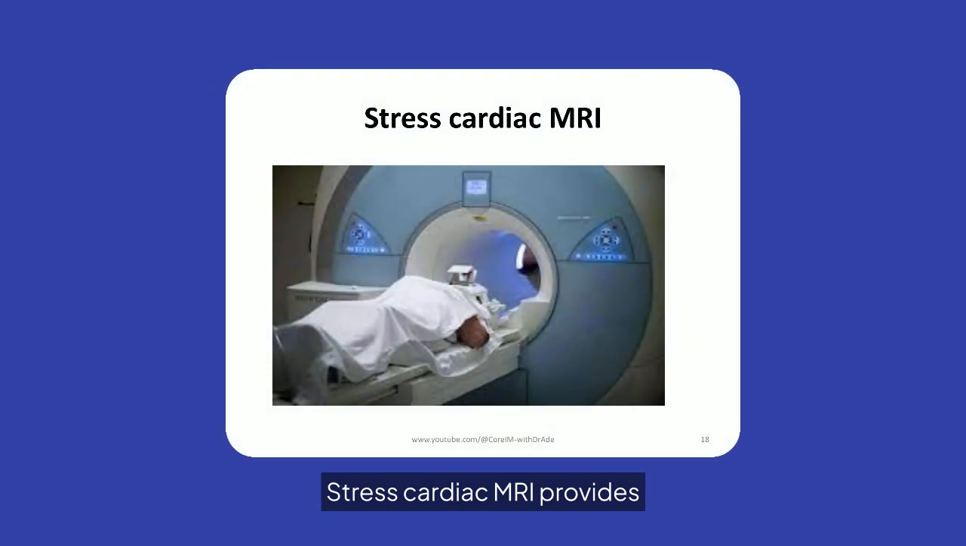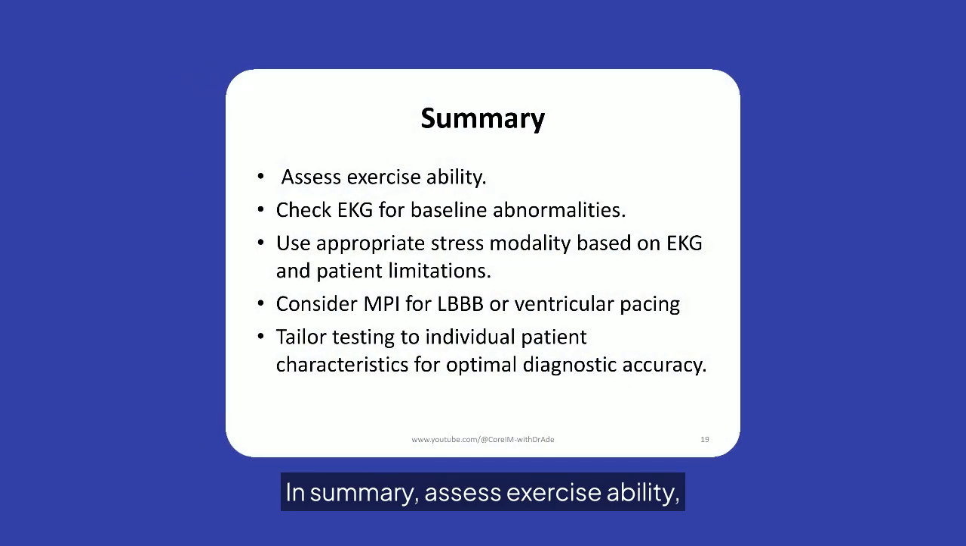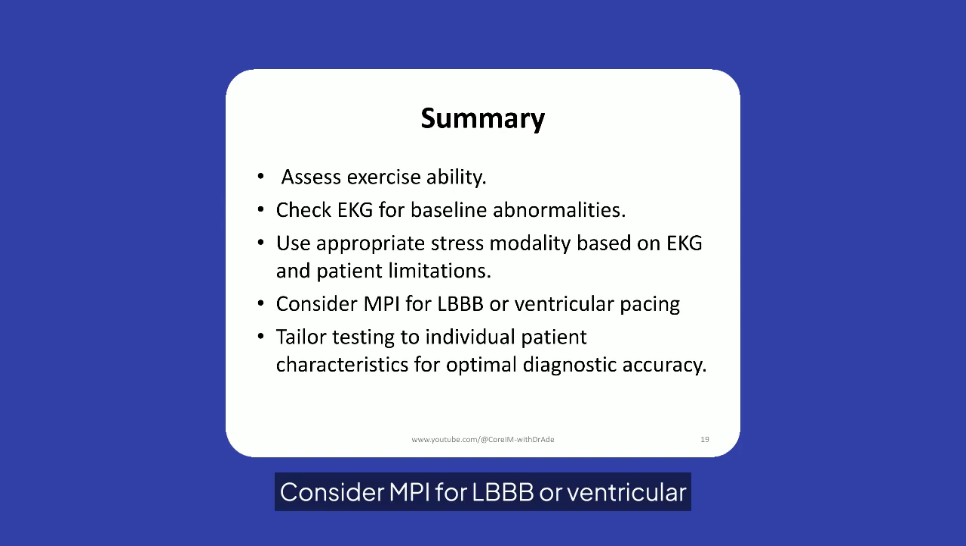Stress cardiac MRI provides comprehensive imaging of the heart under stress conditions. It is particularly useful for detailed anatomical and functional assessment, offering high-resolution images without radiation exposure. In summary, assess exercisability, check EKG for abnormalities, and choose the appropriate stress modality. Consider MPI for LBBB or ventricular pacing, tailoring testing to individual patient characteristics for optimal accuracy.